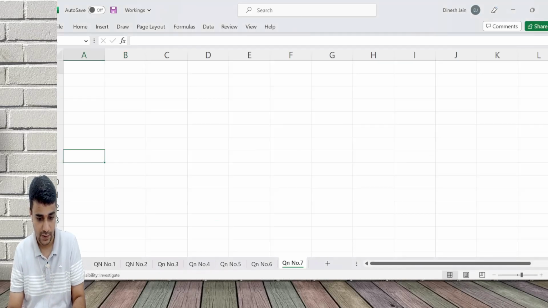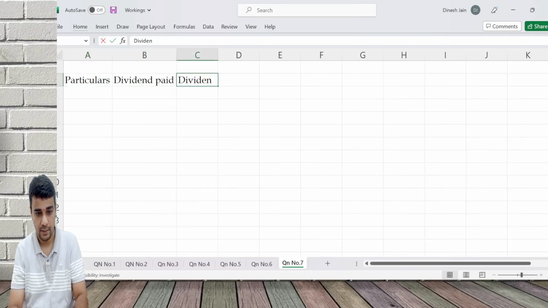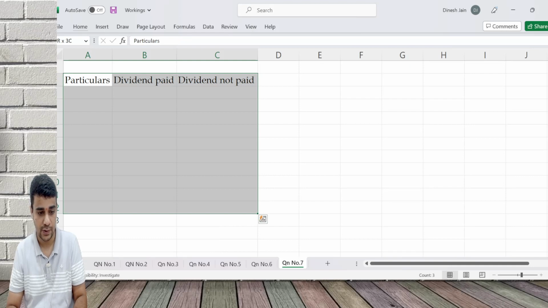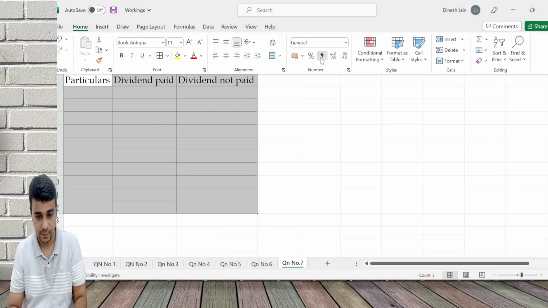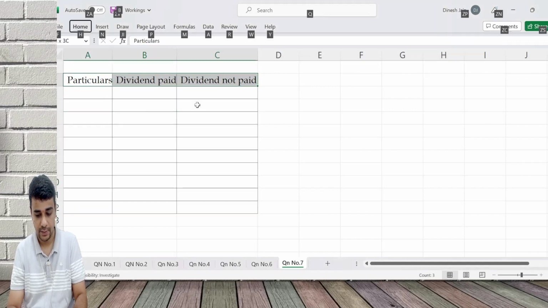Particulars in two columns. Particulars. Dividend paid. Dividend not paid. Dividend paid and dividend not paid. These are the two situations.